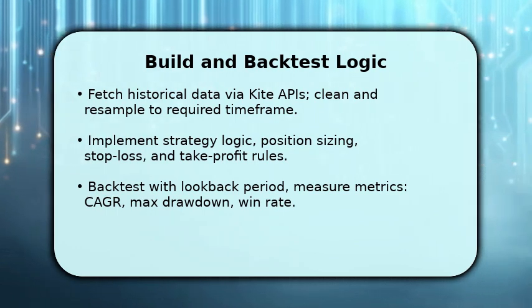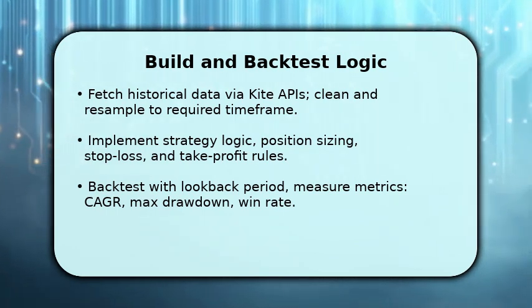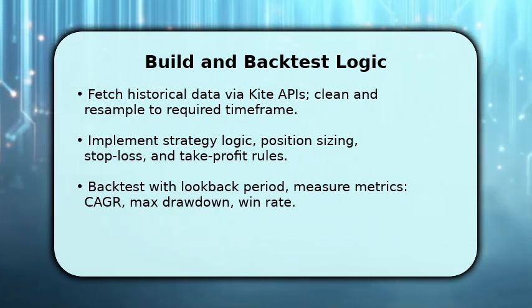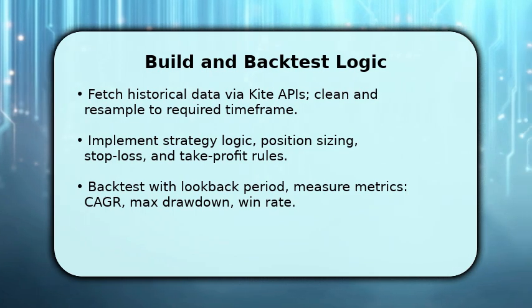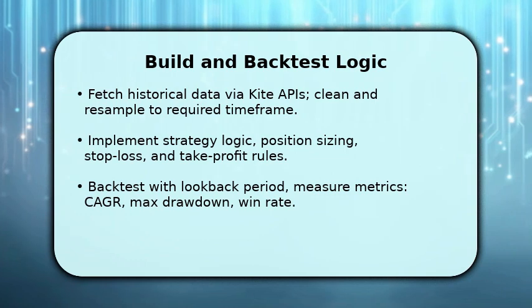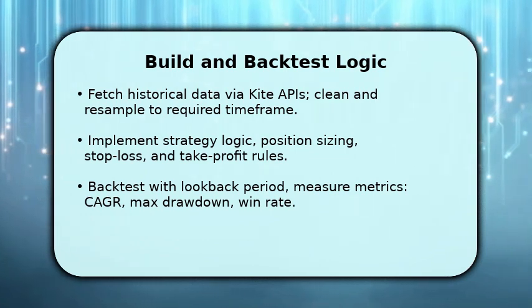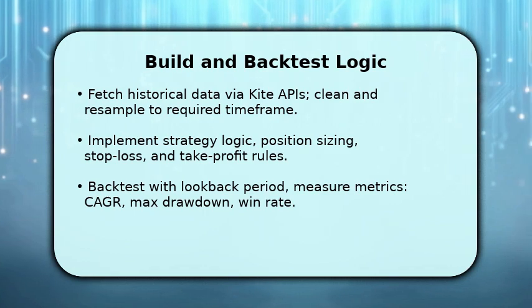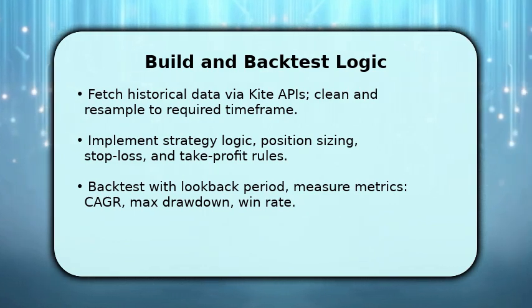Once built, backtest over a meaningful lookback period and compute CAGR, max drawdown, and win rate so you understand performance trade-offs. Make sure to include realistic slippage and brokerage assumptions. After that, add live simulation code that mirrors order placement calls so behavior matches production. If metrics pass your thresholds, prepare the real order functions.